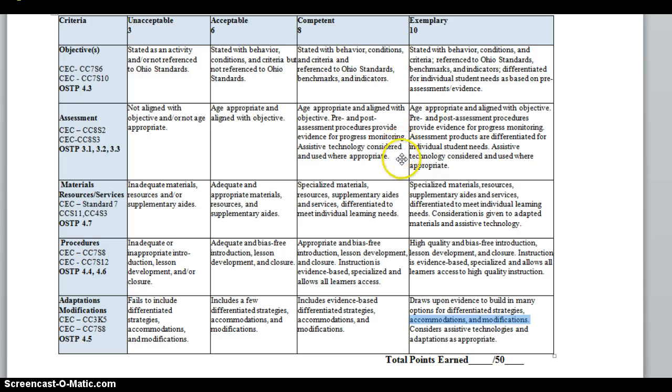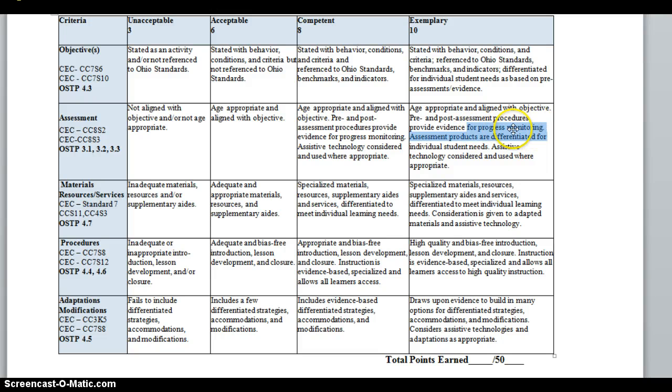In assessment, we're looking at age-appropriate assessments aligned with your objective for the lesson. We're looking at pre and post-assessment procedures that provide evidence for progress monitoring. So if there's IEP goals, which there should be, this should be tied to IEP goals. You're going to be doing ongoing progress monitoring to see, is this student working toward the successful completion of their IEP goal? Are they showing adequate progress? So how are you going to be showing that?